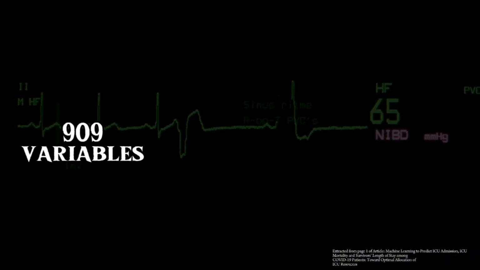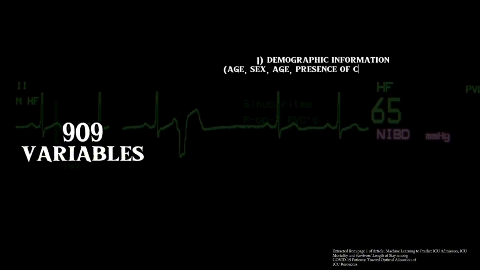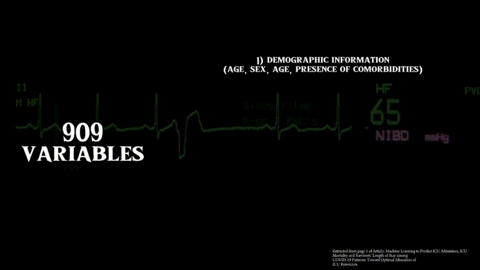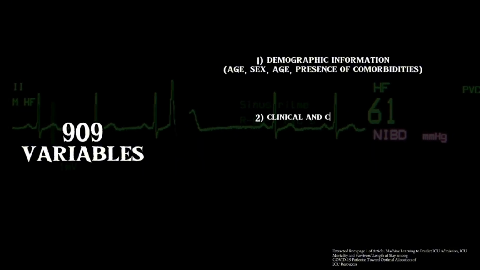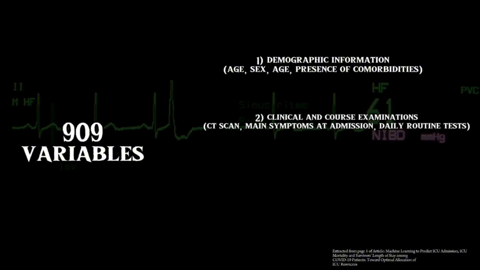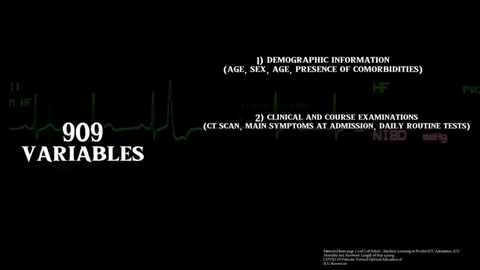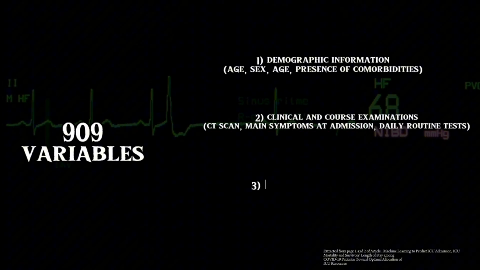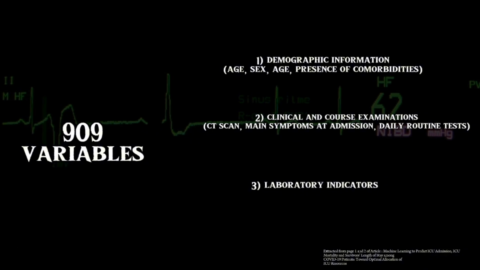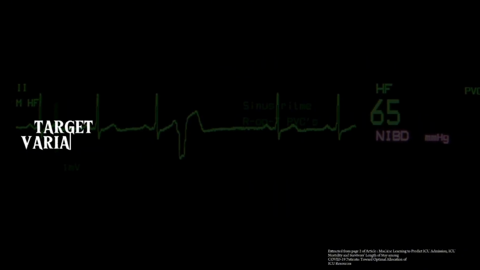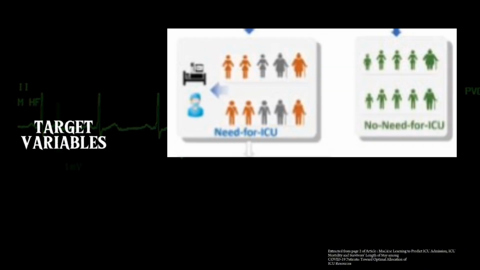909 variables were extracted as potential predictive variables. These 909 variables came from 3 categories. First, demographic information, including sex, age, and presence or absence of comorbidities. Second, clinical and course examinations include chest radiography or CT scan, main symptoms at admission, and daily routine tests. Third is laboratory indicators.